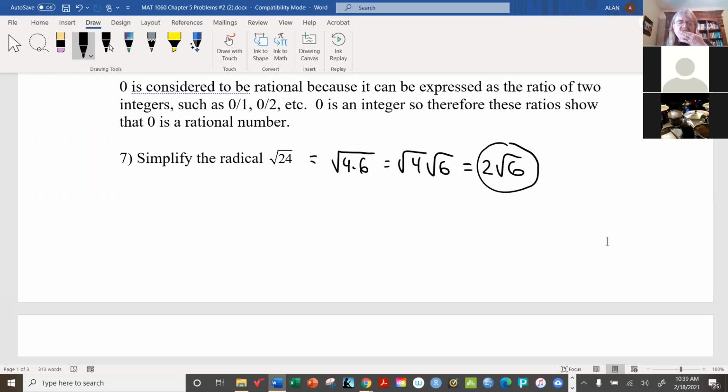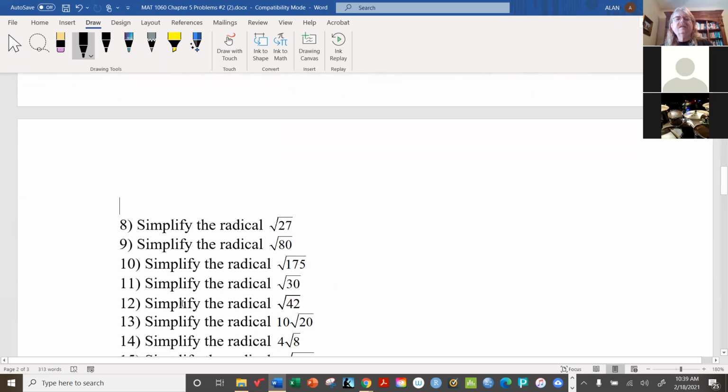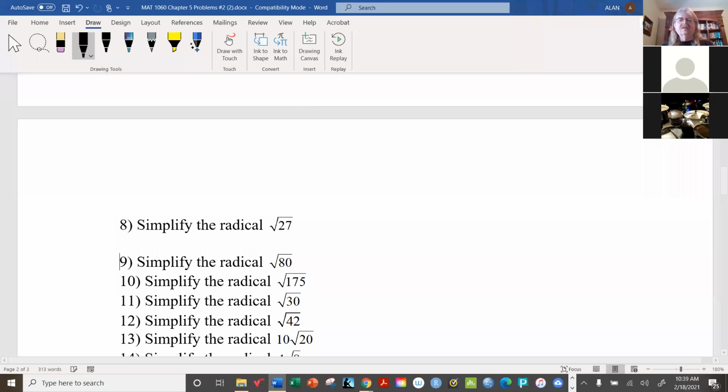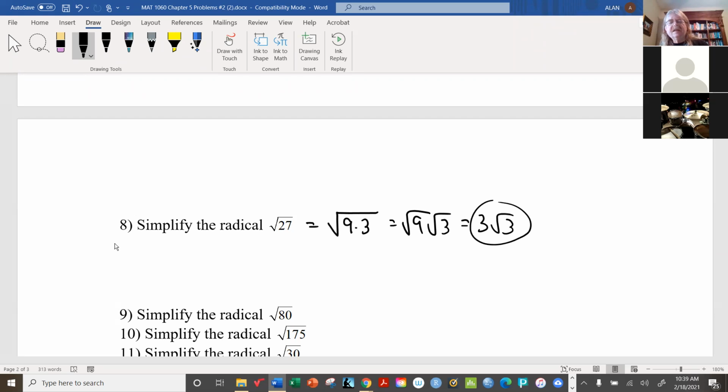All right, now how about this next one? 27, what can we do with that one? Let's think about this one. If you write out all the factors of 27, you'll discover pretty quickly that we have 9 times 3. That works out well because that gives us back 3 radical 3. And we're done. That's as simple as we can get it.